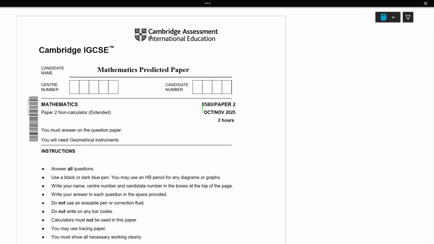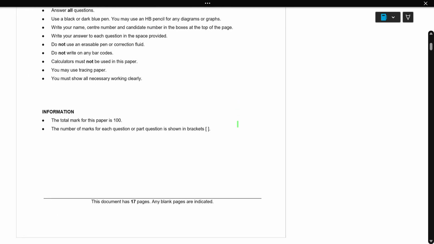Cambridge IGCSE 0580 Paper 2 predictor paper, October-November 2025. This is a non-calculator paper, so 2 hours duration. Okay, let's go for the first question.